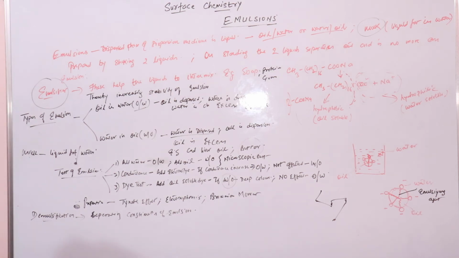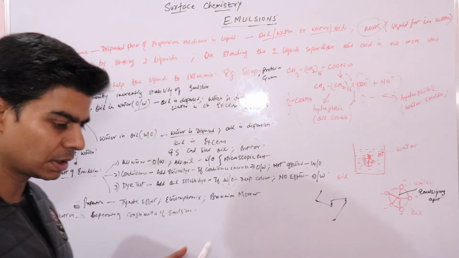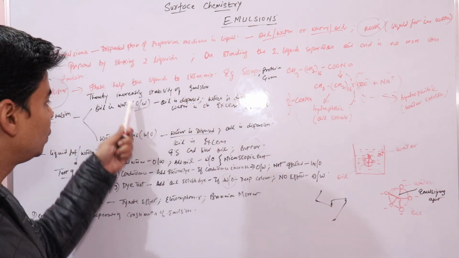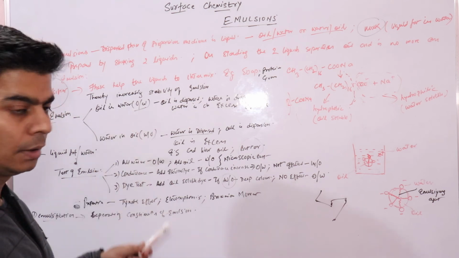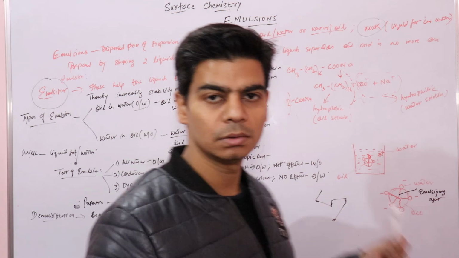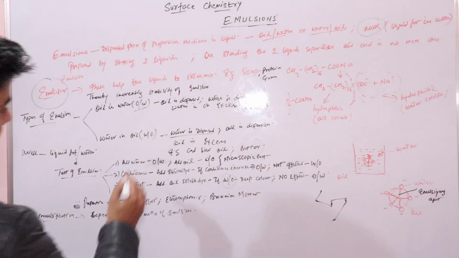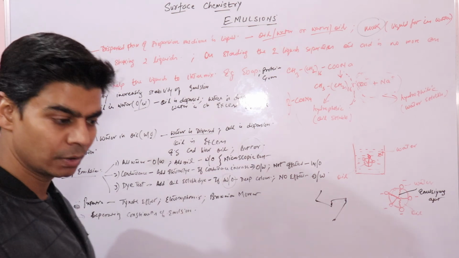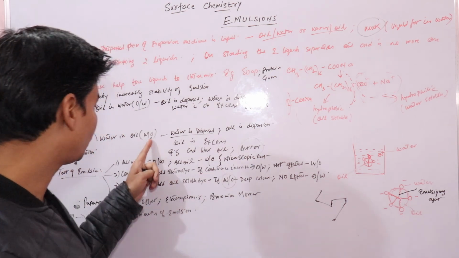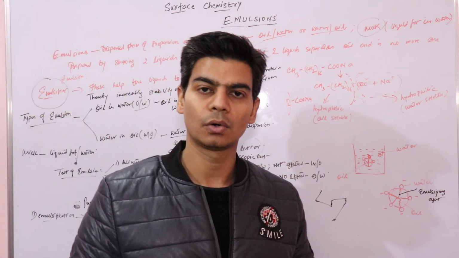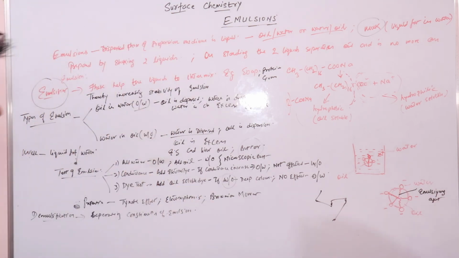And an emulsion can be diluted. This is one of the properties. If it is an oil in water emulsion, water is your dispersion medium, so you can add dispersion medium to dilute your emulsion. And if it is a water in oil emulsion, here oil is your dispersion medium and is always in excess, so you can add oil to it in order to dilute this water in oil emulsion.